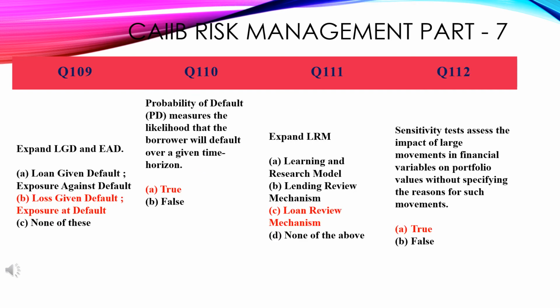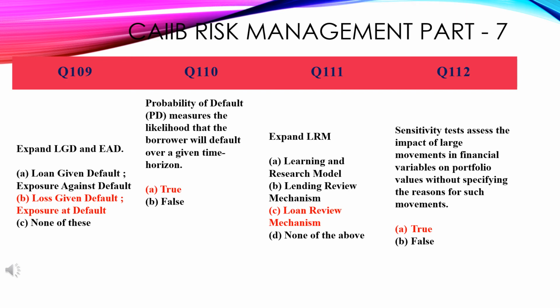Now the next question is to expand LGD and EAD. EAD everyone knows, it's exposure at default. What is LGD? Is it loan given default or loss given default, or none of the above? So see here, the answer is B, loss given default.